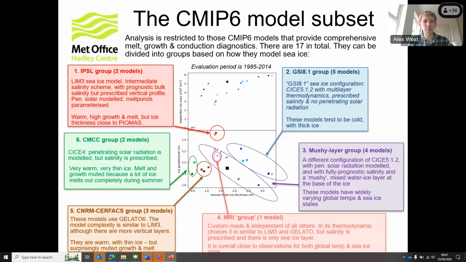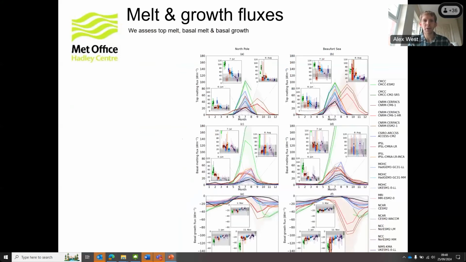And finally, there's the CMCC group, the green dots over here, the two models. This is an earlier version of SI3. These models are very, very warm. Their sea ice is very thin. And in fact, the reason they don't have a lot of growth and melt is because the sea ice melts out completely in about July. So it's bounded below, if you like. So that's what these models look like.